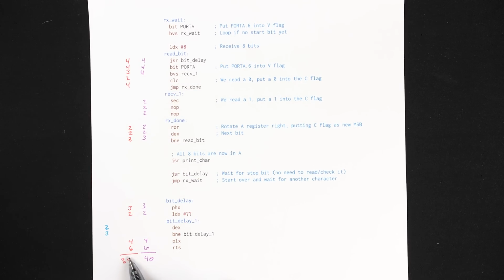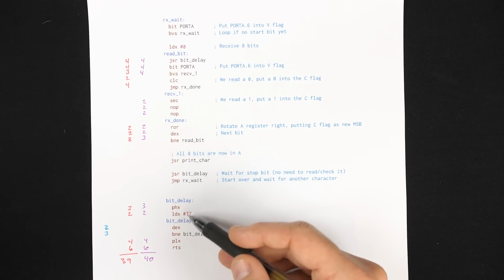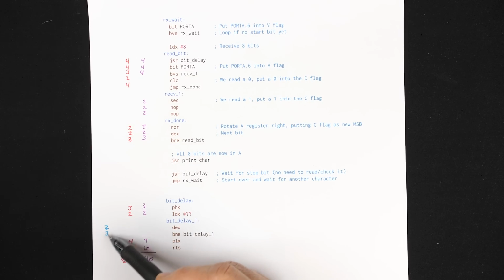So if we add all this up, depending on whether we received a 1 or a 0, it's going to take 39 or 40 clock cycles. So very, very similar once I added these no-ops. Plus, depending on how many times we go through this loop, 5 additional clock cycles per time through the loop.